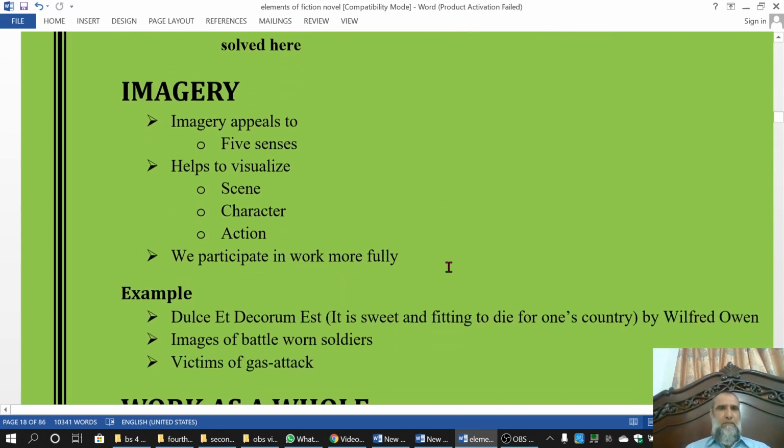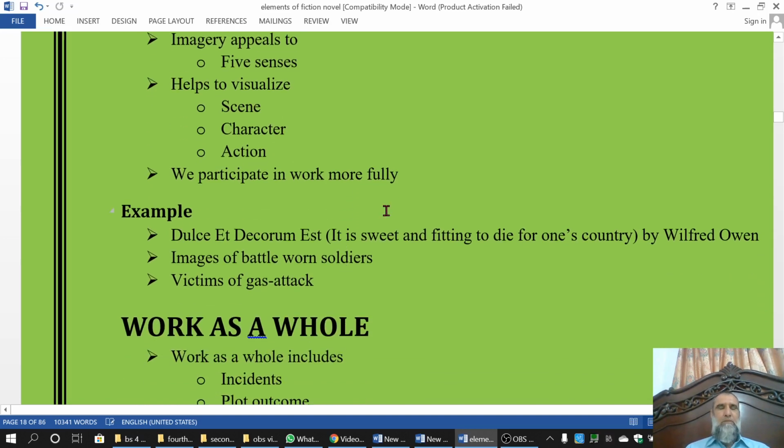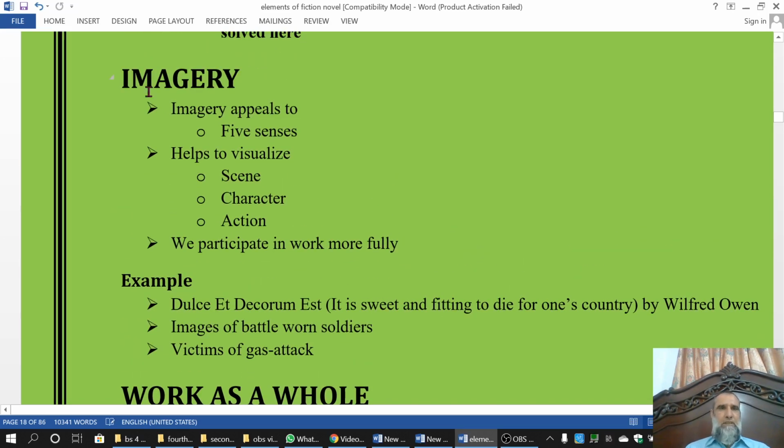Imagery helps us in finding out the theme. But what is imagery? We will discuss imagery separately as a separate topic because this is an important element of poetry, and I hope we have discussed it in the first semester also. Imagery actually appeals to our five senses. With the help of imagery we can visualize the scene, the characters and their actions, and as a result we participate in the work more fully when we understand the imagery.